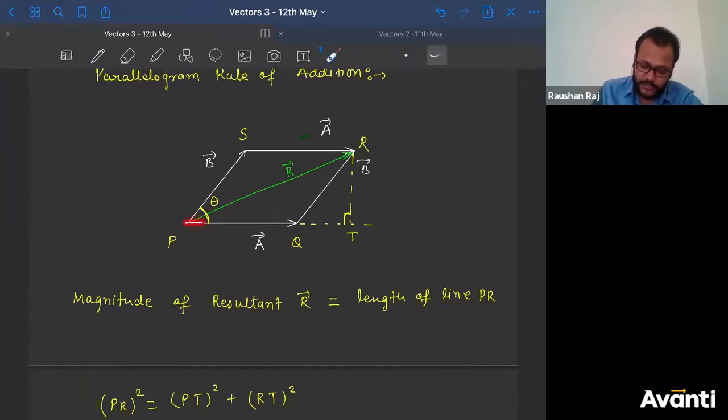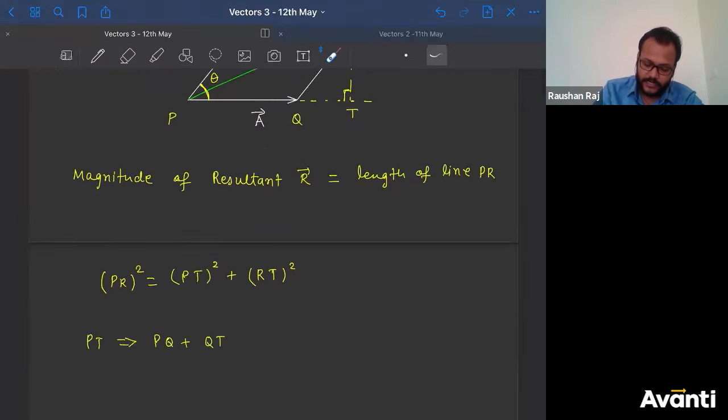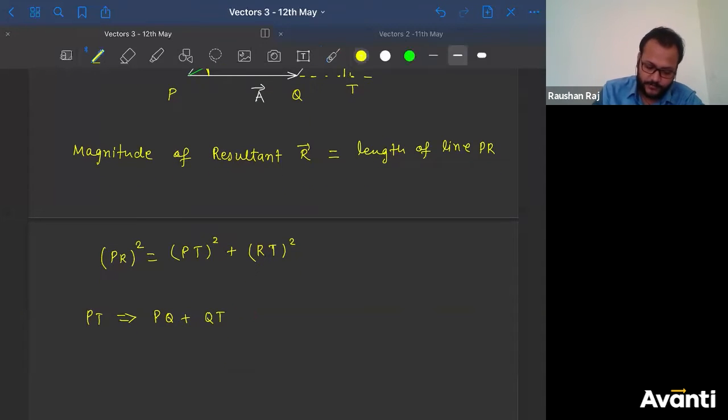What is PQ? PQ is nothing but the length of vector A, because PQ is the length of the vector line A. That means PQ is the magnitude of vector A. So I can write PQ is equal to A. The magnitude of vector A is written as simple A or modulus A. Plus, what is QT?